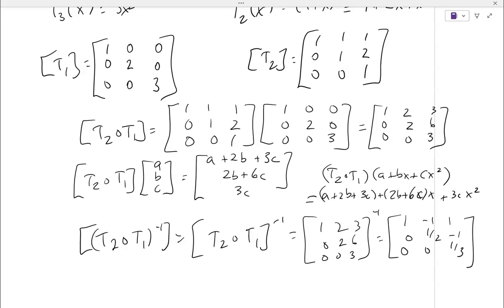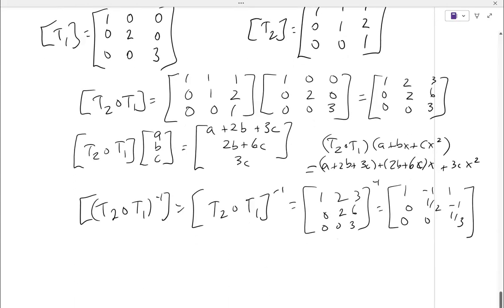Put that in your calculator. That's what you should get for the inverse. So now we should be able to read off, hopefully, we're paying attention. We should be able to read off the constant term, the x term, and the x squared term here.